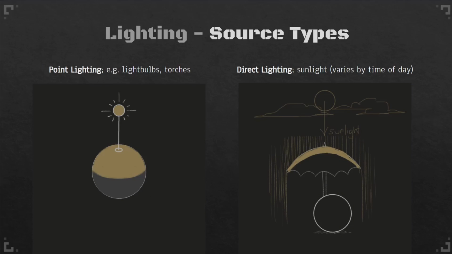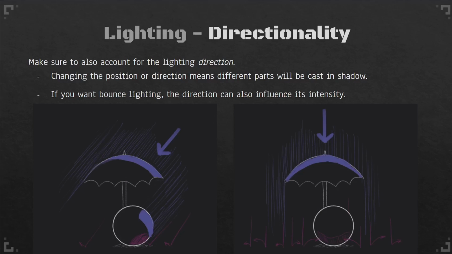So there are technically two-ish types of lighting. There is point lighting, which, as we said, is like light bulbs or torches. It is just one light source and you are underneath it, and if you move around, the light source follows you in a way. Or you have direct lighting, which is simply directional, like sunlight. That will vary by the time of day, but that's mostly just the angle of where it's coming from.